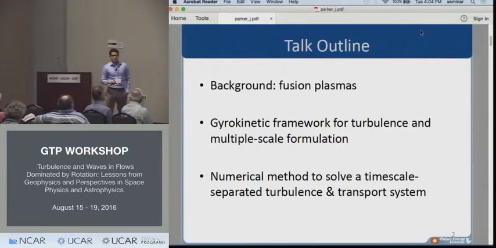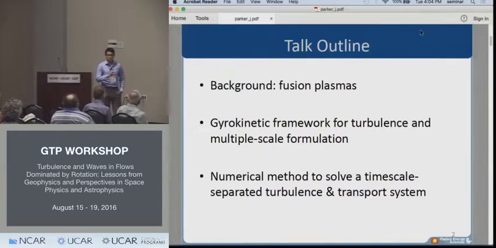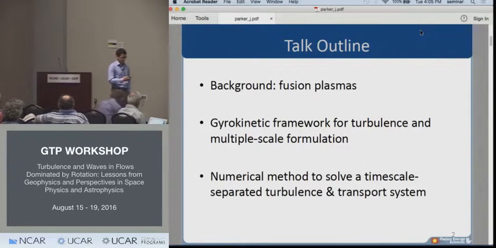This will be a little different talk than most. I'm the only person, I believe, talking about fusion plasmas and turbulence. So I won't get into the detailed physics. I'll just give you a brief background, and I'll spend most of my time talking about a numerical method for solving the kinds of turbulence and transport systems that we think arise in tokamak systems. But from what I'm hearing at this conference, this is a pretty generic kind of topic.